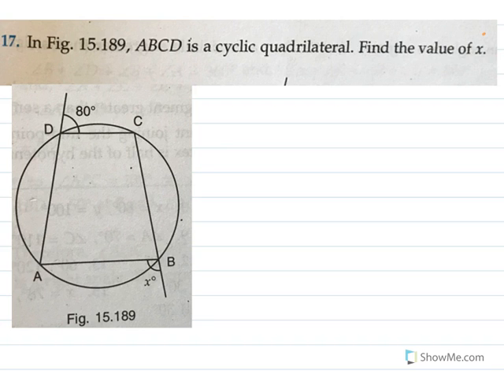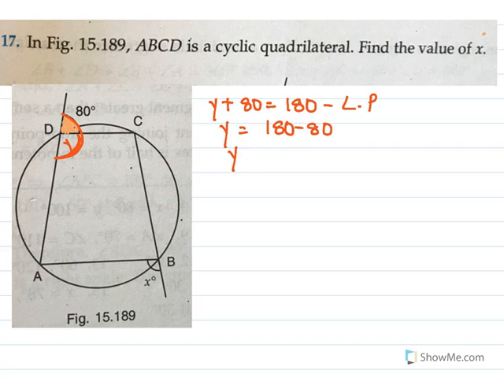ABCD is a cyclic quadrilateral. Find the value of X. So we start this with 80. And we're going to use a linear pair. We'll mark this as Y. So 180 and Y is a linear pair. So we have Y plus 80 equal to 180 because linear pair. So Y is 180 minus 80. So Y is 100. So we got Y as 100.